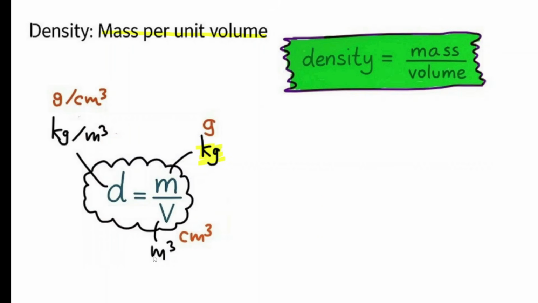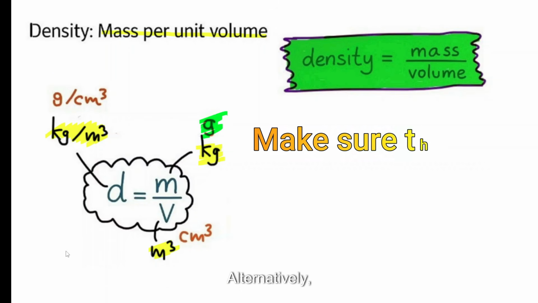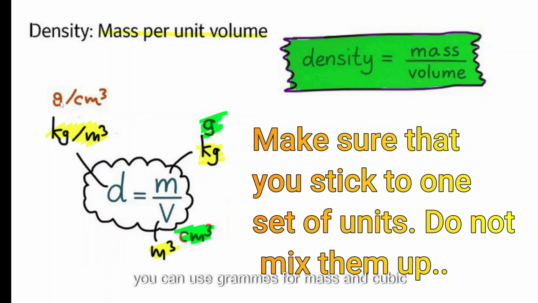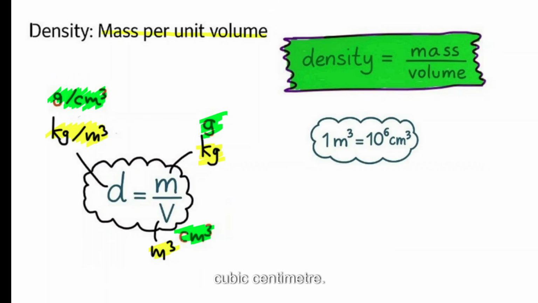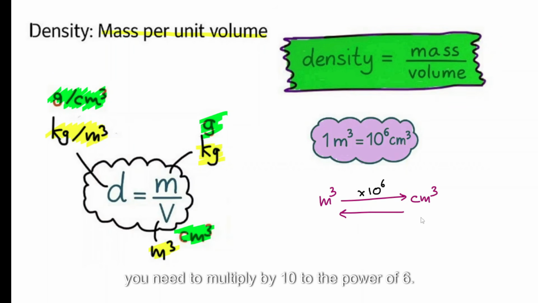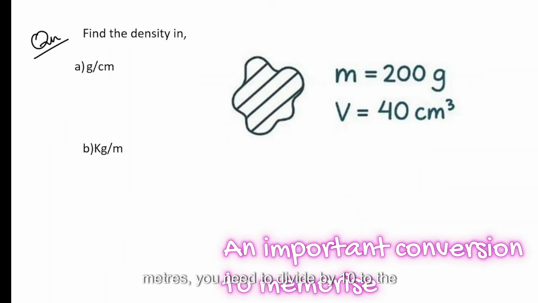Now for the units, mass can be measured in kilograms, volume should be measured in cubic meters in that case, and your density is given in kilograms per cubic meter. Alternatively, you can use grams for mass and cubic centimeters for volume, and the density is given in grams per cubic centimeter. And here is an important unit conversion. 1 cubic meter is the same as 10 to the power of 6 cubic centimeters. So to convert cubic meters to cubic centimeters, you need to multiply by 10 to the power of 6. To convert cubic centimeters to cubic meters, you need to divide by 10 to the power of 6.